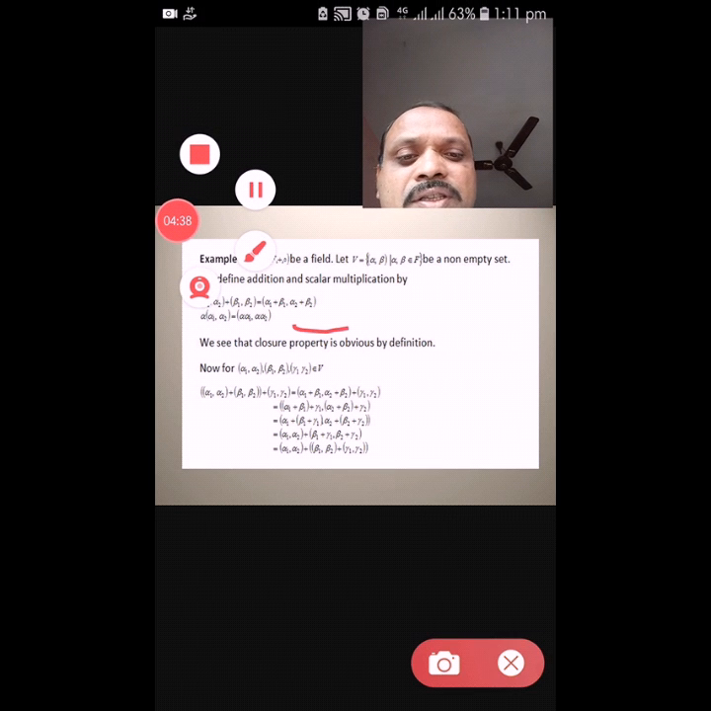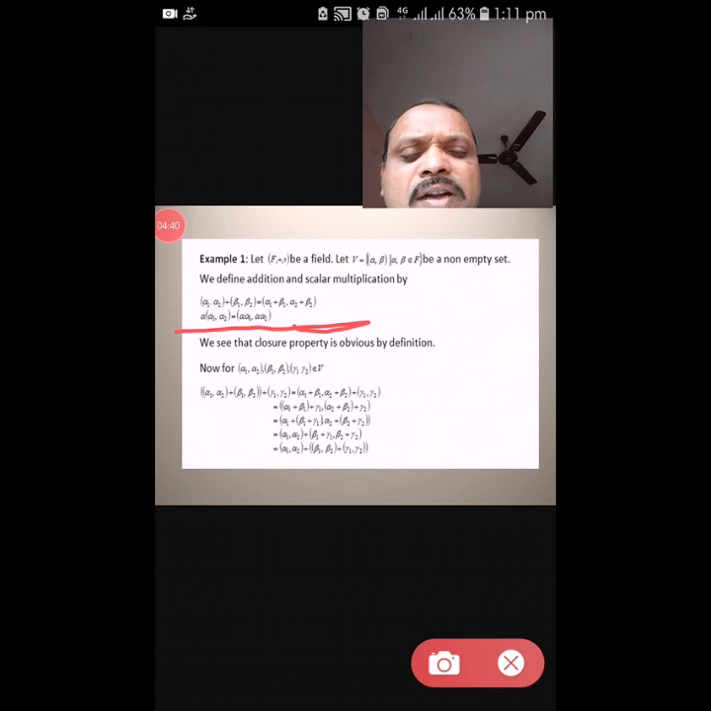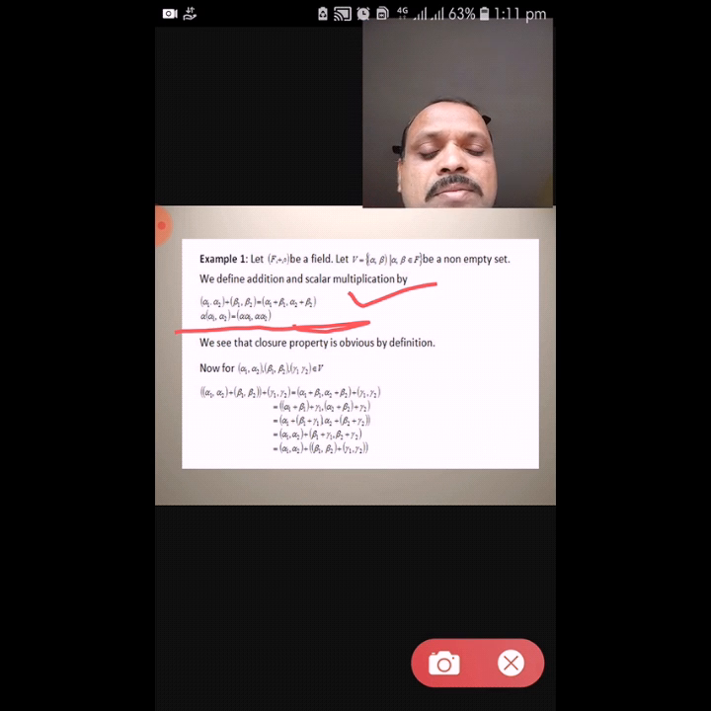alpha times alpha 1, alpha 2 equals alpha alpha 1, alpha alpha 2. So with these two operations, the first one is addition and the second is scalar multiplication. In the first, again we get an ordered pair alpha 1 plus beta 1, alpha 2 plus beta 2. So again it is a member of V.